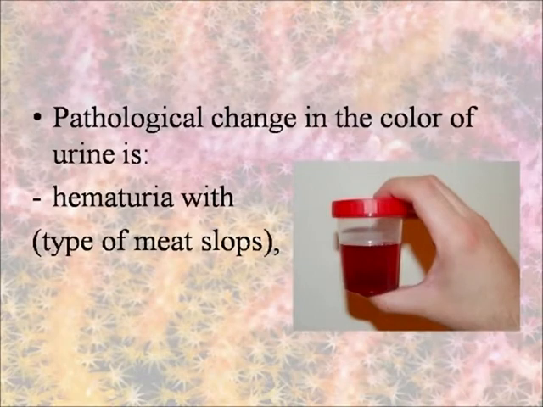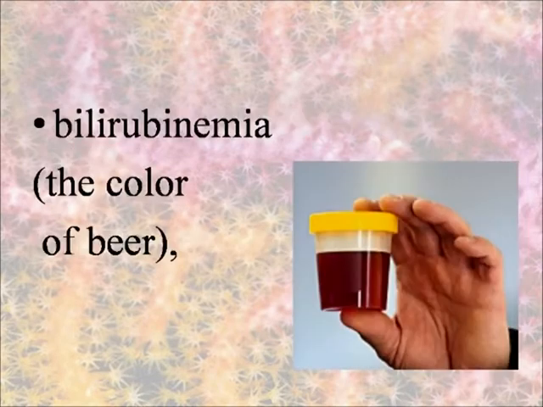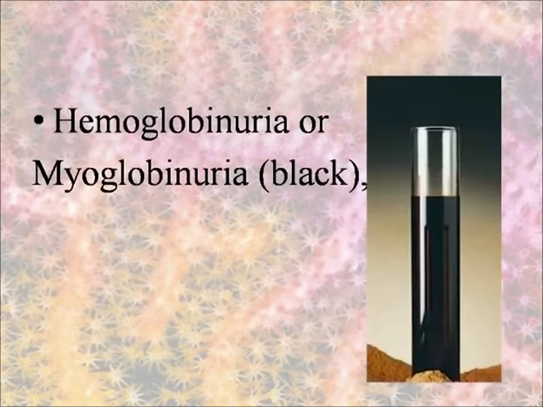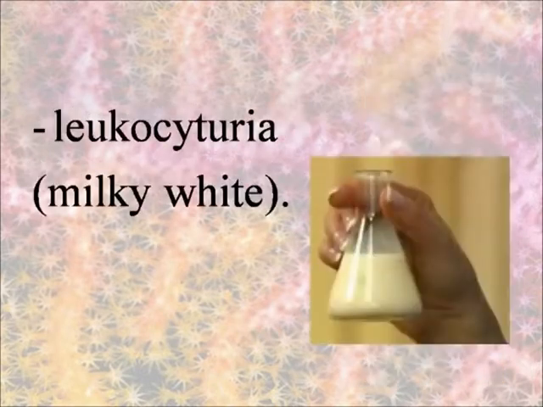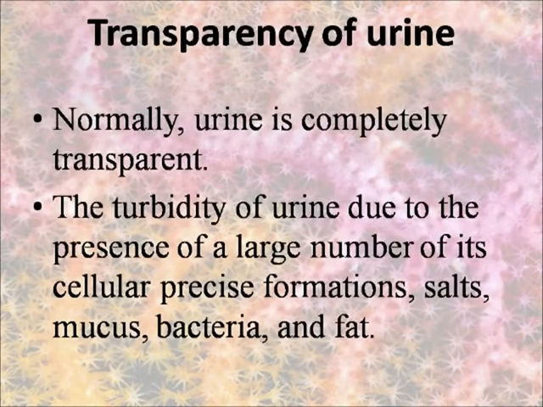Pathological change in the color of urine: hematuria, with the color of meat slops. Bilirubinemia, the color of beer. Hemoglobinuria or myoglobinuria, which is black color. Leukocyturia, milky white color. Transparency of urine. Normally, urine is completely transparent.